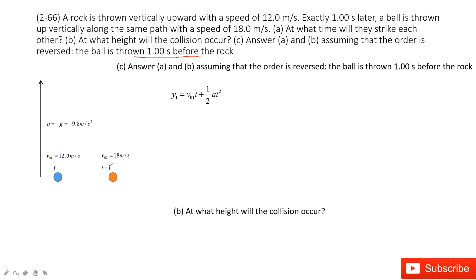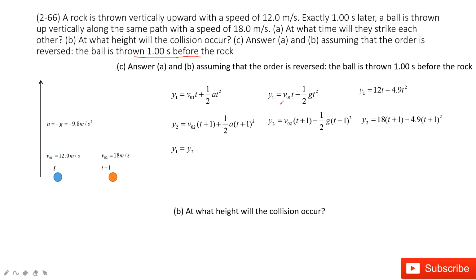Then we still write the displacement and time equations for y1 and y2, and y1 should equal y2 where they meet. We input the acceleration as negative g and write the equation for y1 equal to y2. This term should equal this term, and then we solve this equation. We find t is 3.45 seconds.